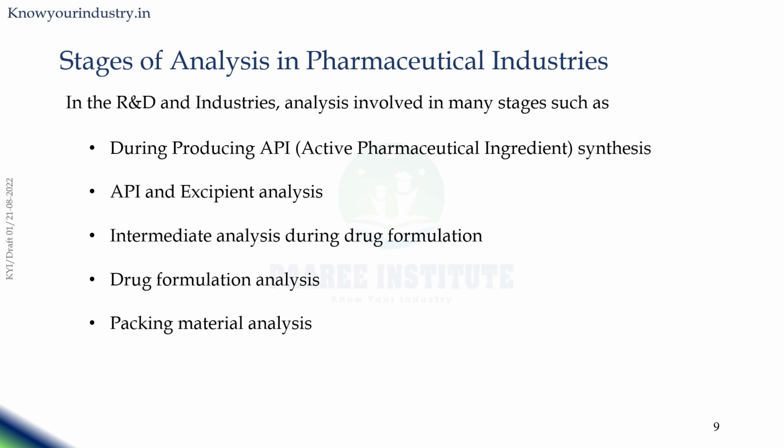In pharmaceutical industries, analysis is performed at different stages of the development process or the manufacturing process. So in R&D and the industries, the analysis is involved in many stages, such as during the manufacturing of the API, active pharmaceutical ingredient, or synthesis of the API. And once the API and excipients are received for formulation development, those APIs and excipients are also analyzed for appropriateness or particular selection for the formulation development.